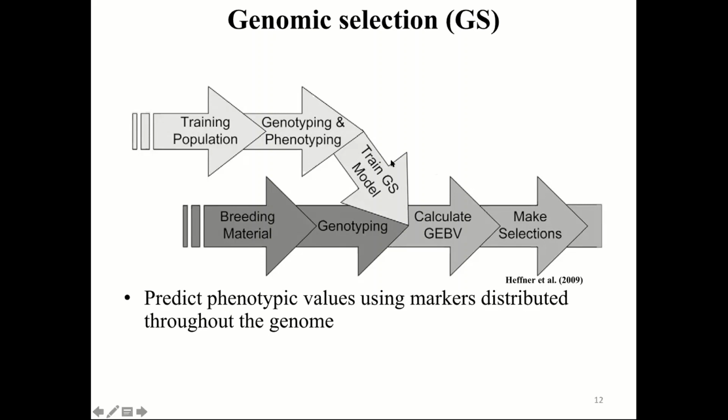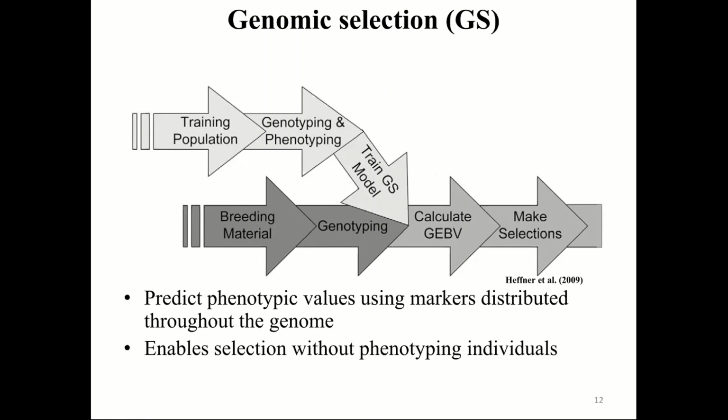So you fit that model to these data, and then you go into breeding material, which is genotyped with the same markers. You plug the marker genotypes into the fitted genomic selection model, and you calculate these predicted phenotypic values, more technically speaking, GEBVs, genomic estimated breeding values. And then you make selections based off of these GEBVs.